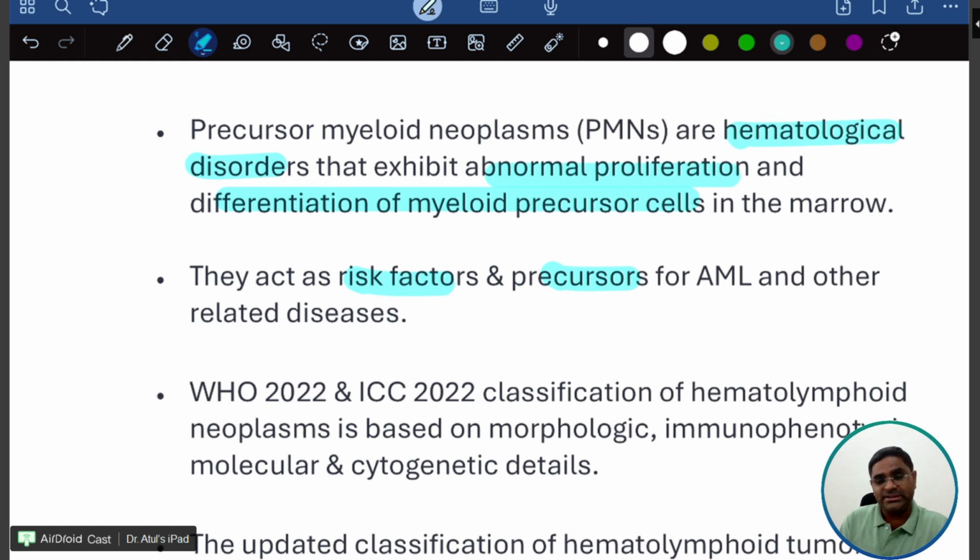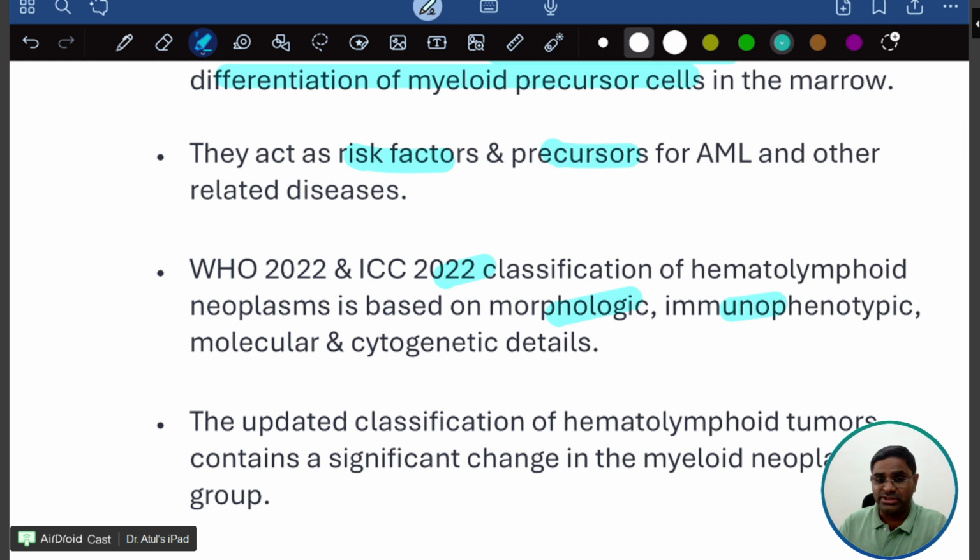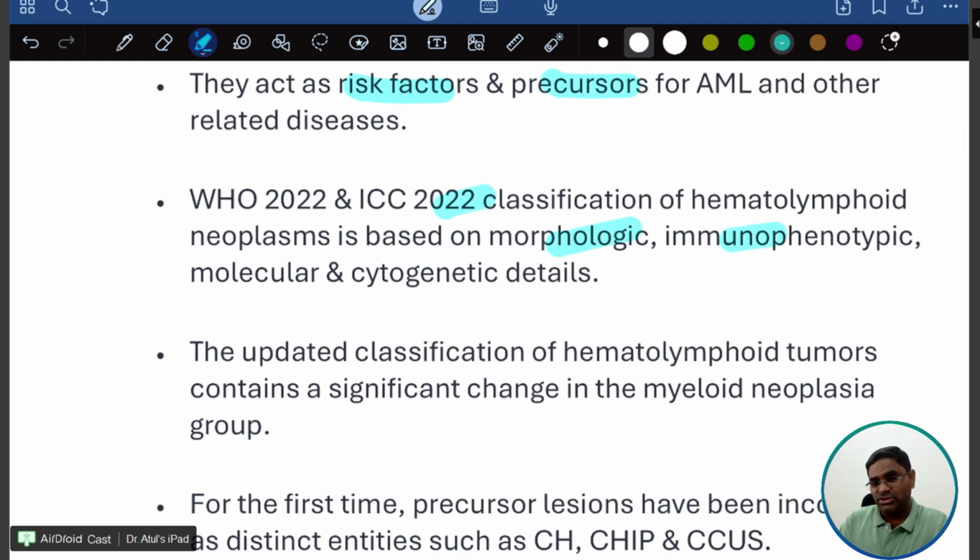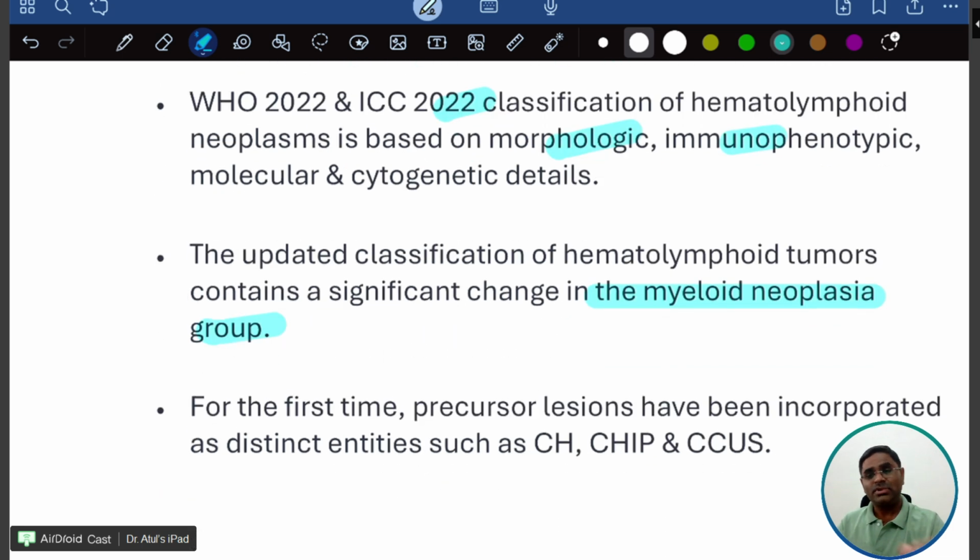WHO 2022 and ICC 2022, both the latest classifications of hematolymphoid neoplasm, are based on morphological, immunophenotypic, molecular and cytogenetic details. The updated classification of hematolymphoid tumor contains a significant change in the myeloid neoplasia group, and under this change, for the first time, precursor lesions have been incorporated as distinct entities such as clonal hematopoiesis of indeterminate potential, clonal cytopenia of undetermined significance.